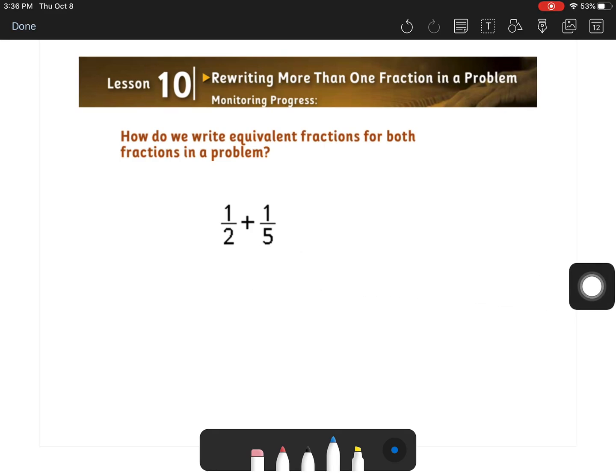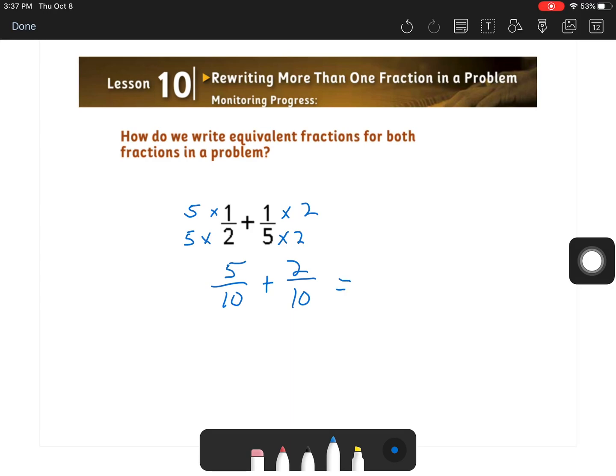Many times what you do in these is you multiply by the other fraction's denominator. So I'm going to take the 2 times 5, and over here I'm going to take the 5 times the 2. And so then I'm going to have 5/10 plus, and then this one is going to become 2 times 1, so that's 2/10, and then I would get 7/10 for my answer.